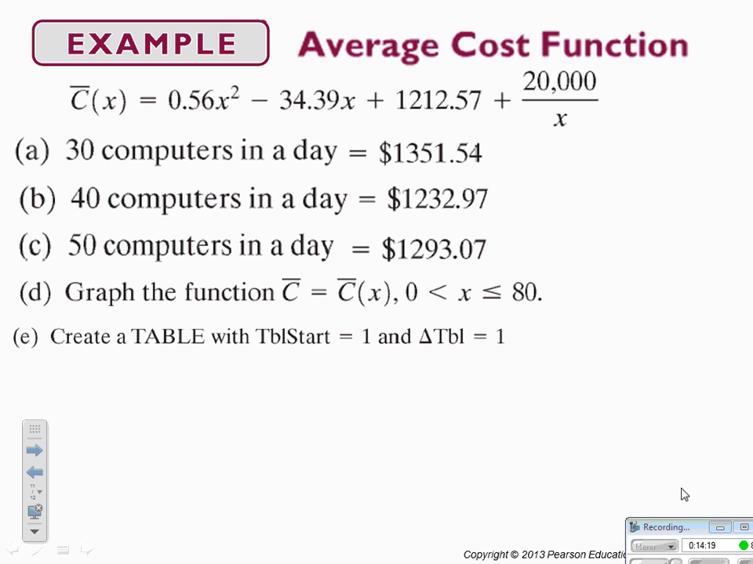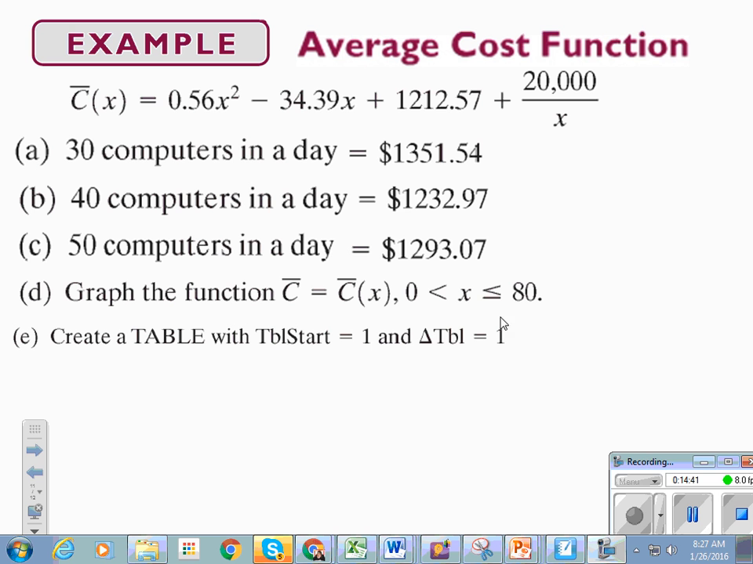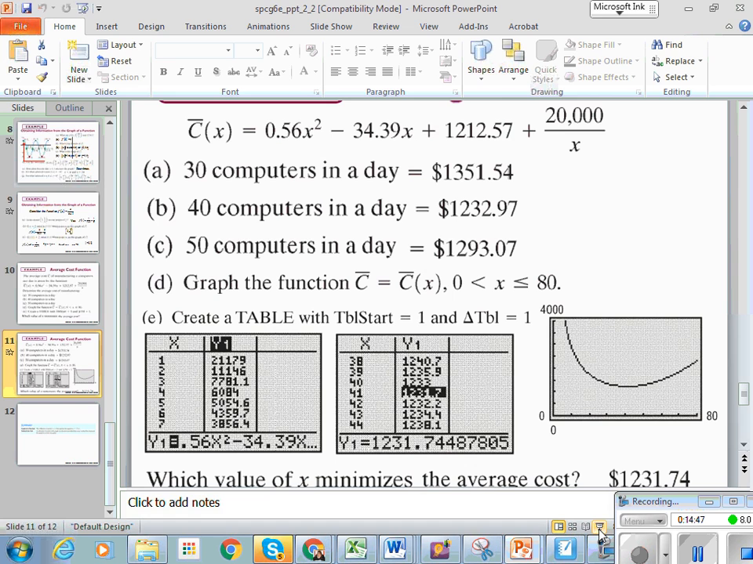So for the first one, we plug in 30 for the x value. And go ahead and take a moment and do this on your calculator to make sure you can input numbers correctly and get the correct output. And then the second one we're going to put in 40, and the third one we're going to put in 50.